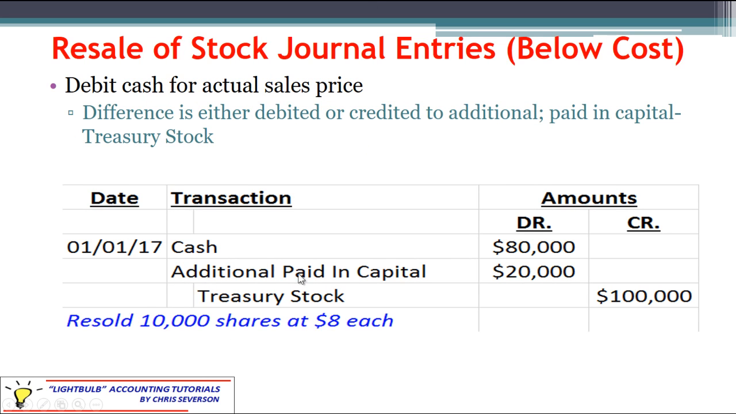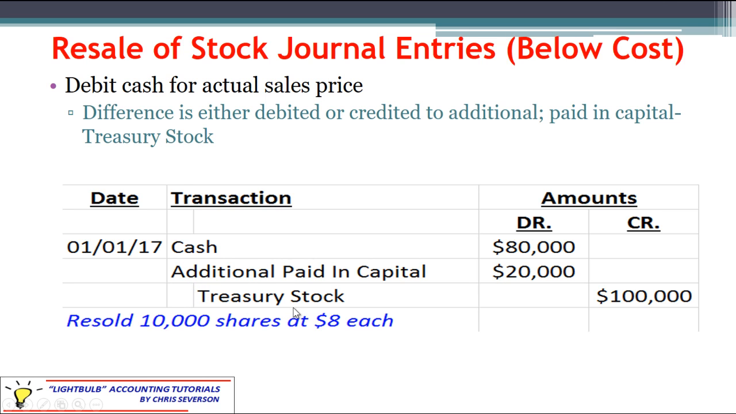The reason for that additional paid-in capital Treasury stock is really to help offset future situations where we sell below cost. So let's say now we're selling some shares below cost, 10,000 shares. Remember, we had 30,000 total. We already sold 10,000. We're selling another 10,000 now at $8 each. $8 is below the $10 cost. So we have to debit cash for $8 times 10,000 shares, or $80,000.